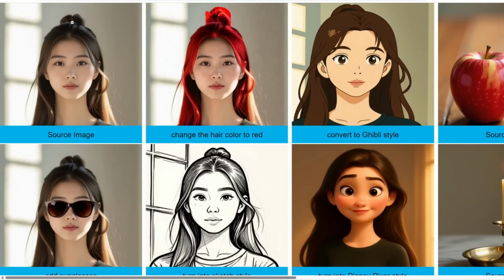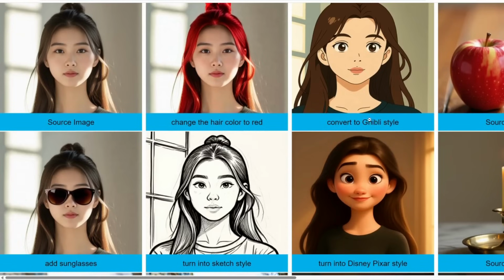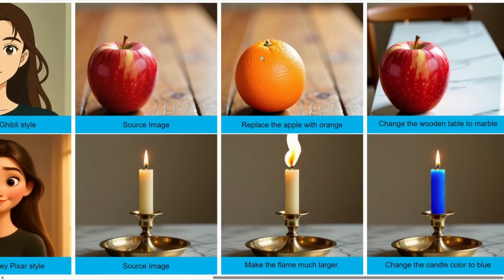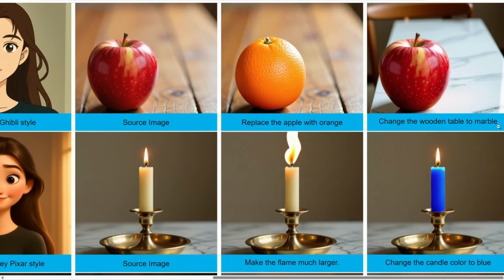Let's say this is your original image. You can prompt it to change her hair to red and you would get this, or you can convert her into Ghibli style and get this. You can also add sunglasses or turn this photo into a sketch or into Disney Pixar style. Here's another example. If the original image is this apple, well, you can replace it with an orange like this. You can also change the wooden table to marble. So it's really good at understanding your prompt and knowing what object in the image to change.